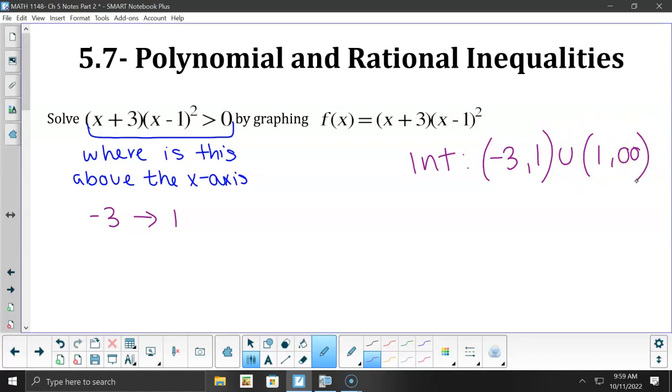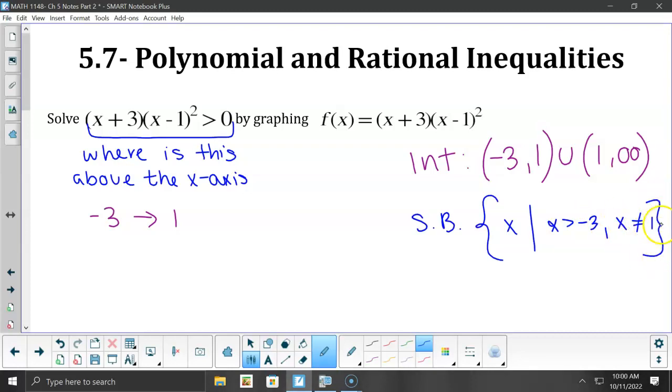Do we want to see it in set builder as well? Set builder would look like x such that x is greater than negative 3, but not equal to 1. So everything from negative 3 on up, but the point 1 is where we hit 0. That causes bad things, so I can take that out. I'll put on there which notation I want it in, and if I don't, I'm fine with either. Ready to keep going?